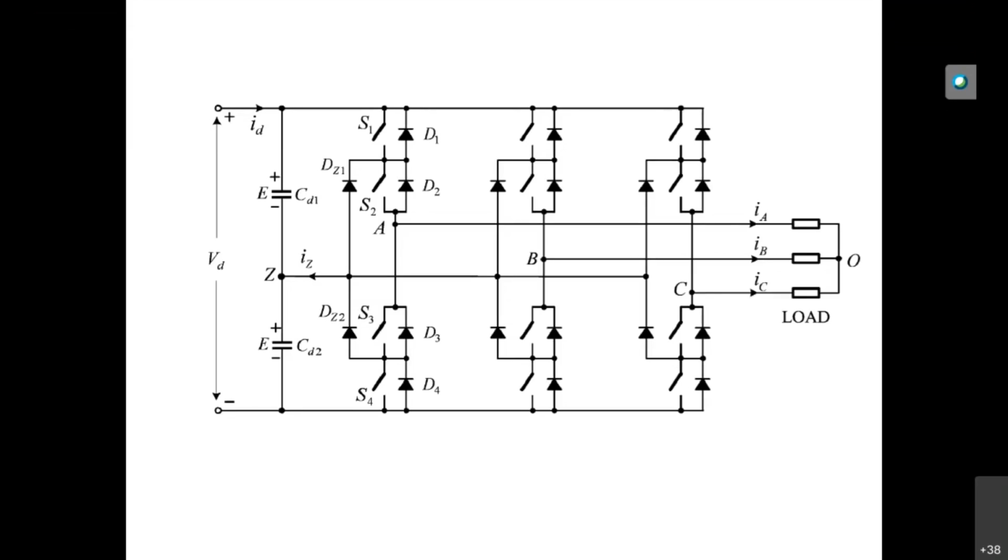Right. So next we will discuss the neutral point voltage deviation. We'll come back to this SVM.